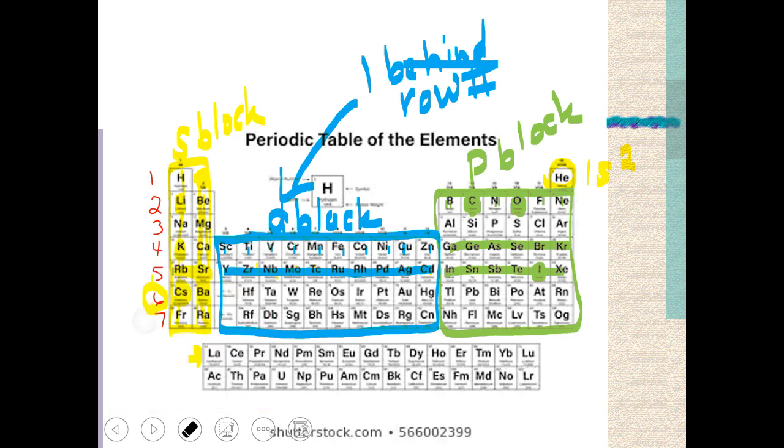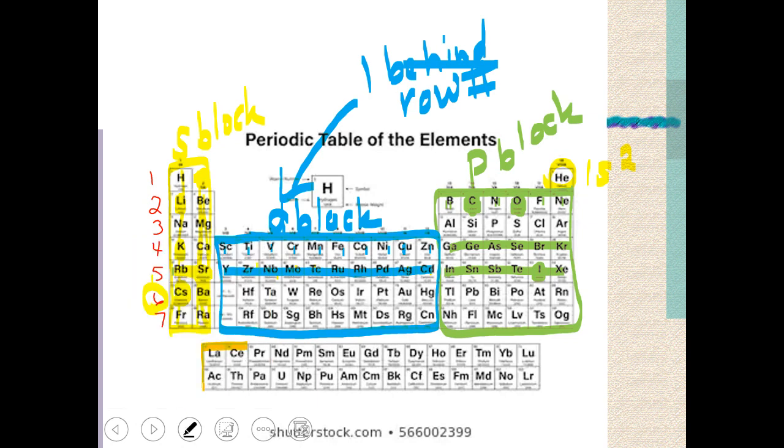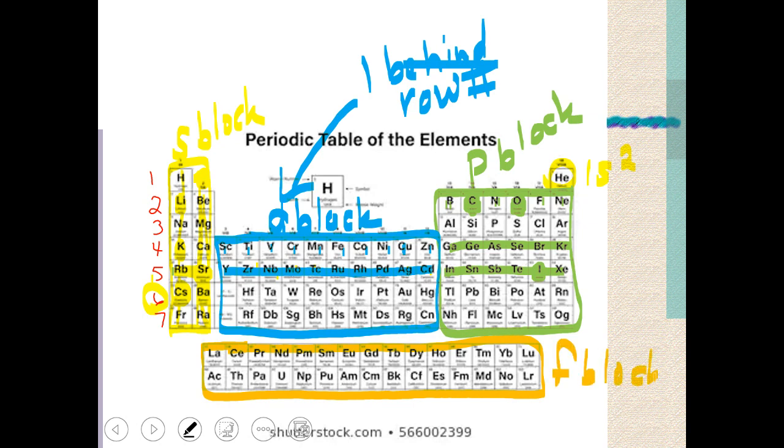This area of the periodic table down here, we'll do that in orange. This area right here is the F block. All of these elements have configurations that end with F. But this is going to be 2 behind the row number, because we already did the 6s2 and now we're in the 4f, 1, 2, 3, 4, etc., all the way over to 14.